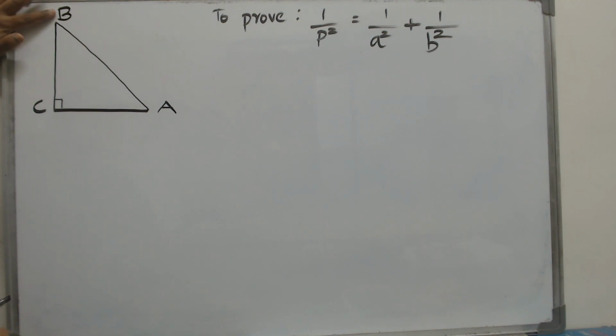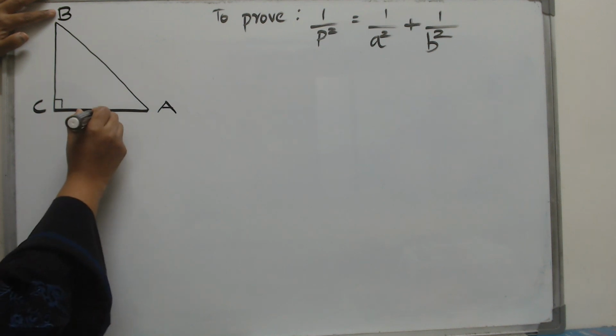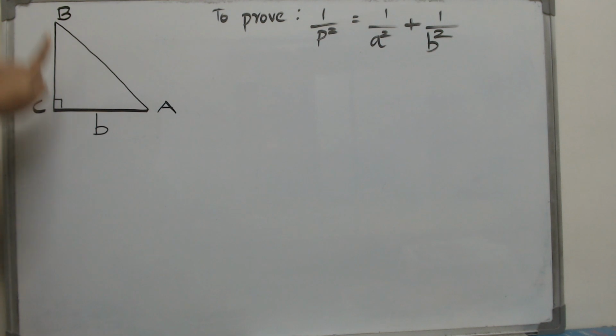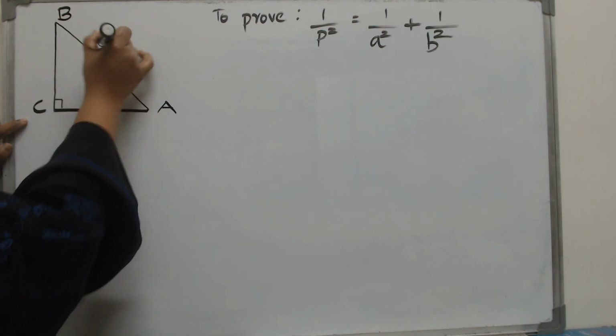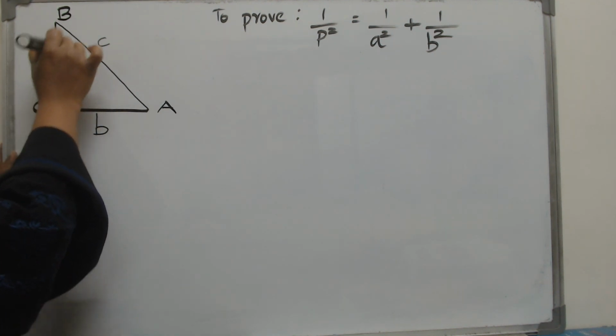So if this vertex is B, the measurement of the opposite side is also given in B, but in small letters. So this measurement will be b, this measurement will be what? It will be c, but in smaller letters, and this will be also a.